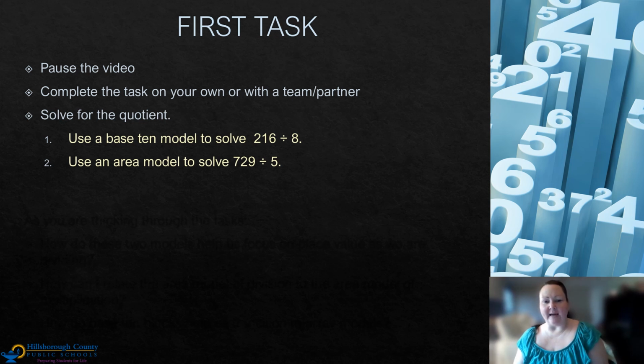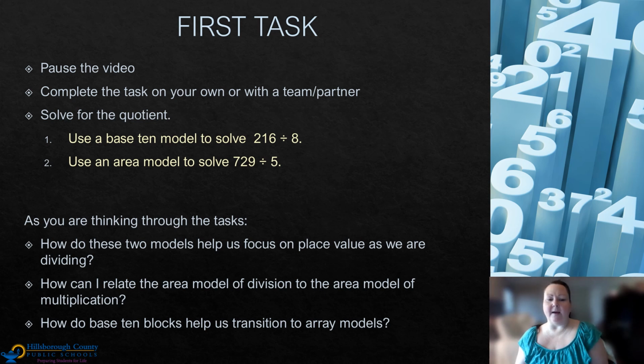So for your first task, I want you to pause the video. You can complete the task on your own or with a team or partner. Solve for the quotient. For the first one, I want you to use a base 10 model to solve 216 divided by 8. And for the second one, I want you to use an area model to solve 729 divided by 5. As we're working through these tasks, think about how do these two models help us focus on place value as we are dividing in 4th grade?